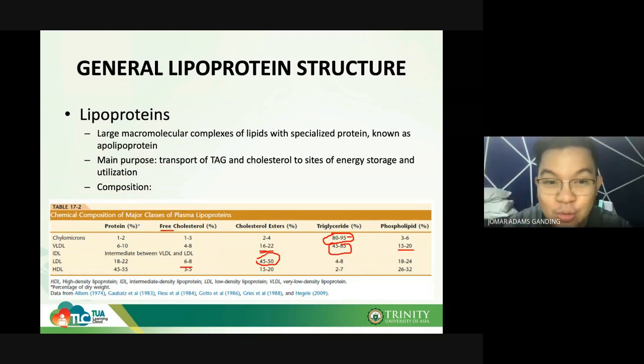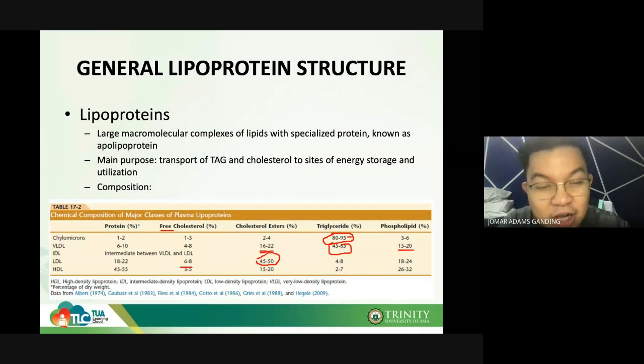Why, even though free cholesterol is the one needing most of your lipoprotein, cholesterol ester is still the most plentiful? It is because, again, what did we say? Your cholesterol esters are the most abundant in the body.